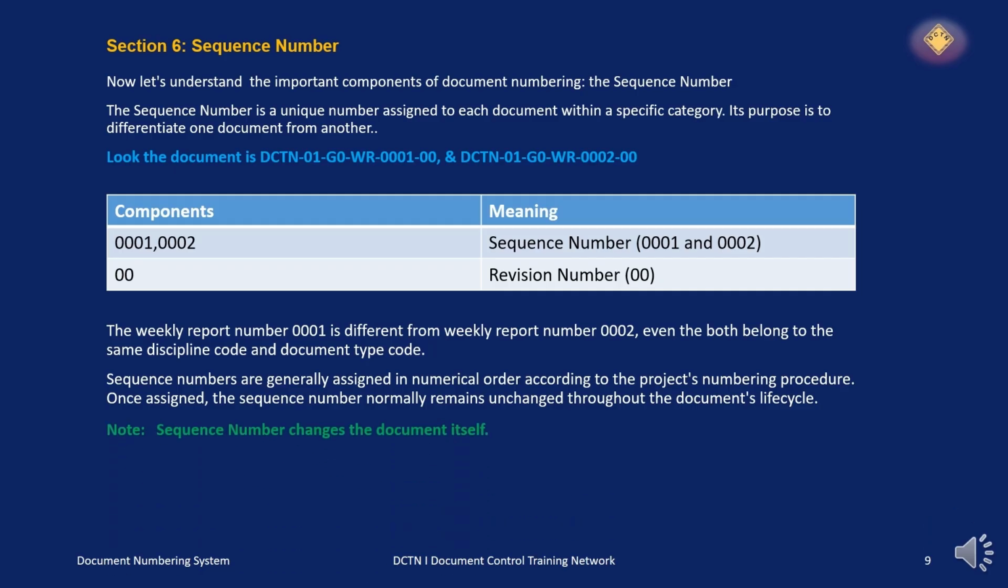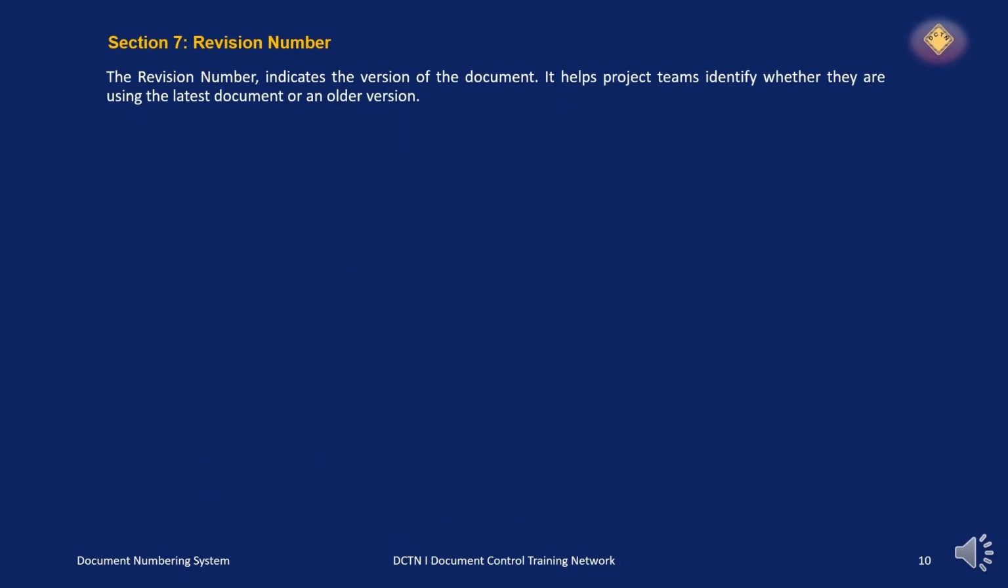Remember the most important note: the sequence number changes the document itself, and the revision number changes the version of the same document. In the next slide, we will understand the revision number. Now see revision number. The revision number indicates the version of the document. It helps project teams identify whether they are using the latest document or an old version of the document.